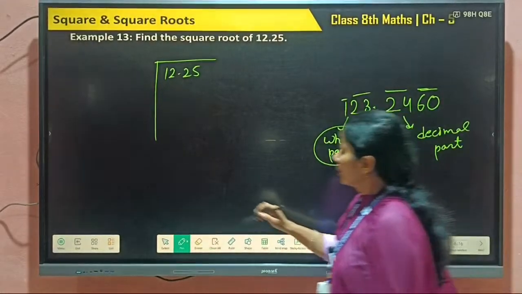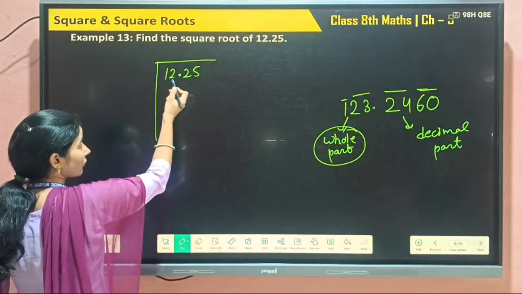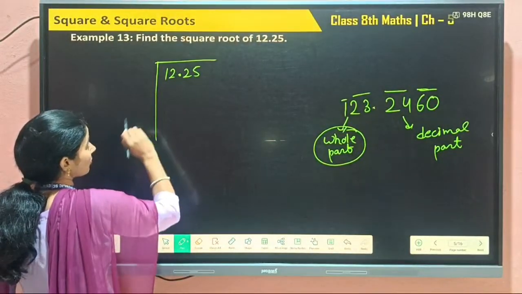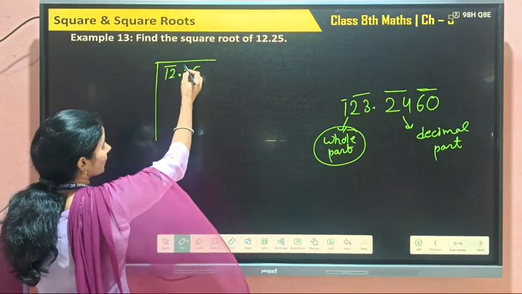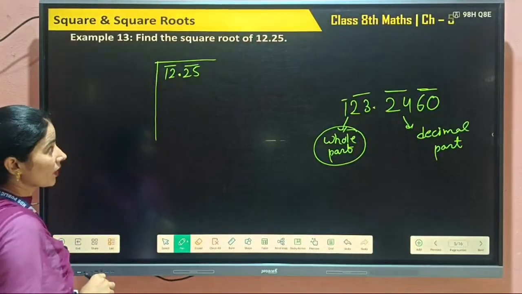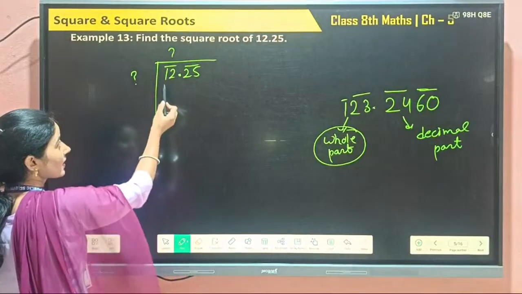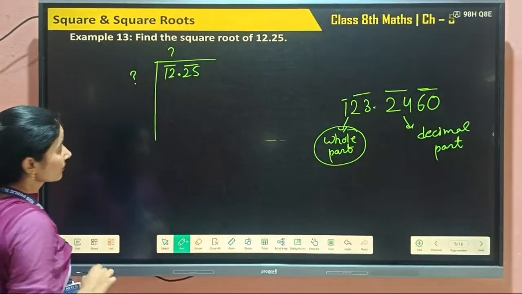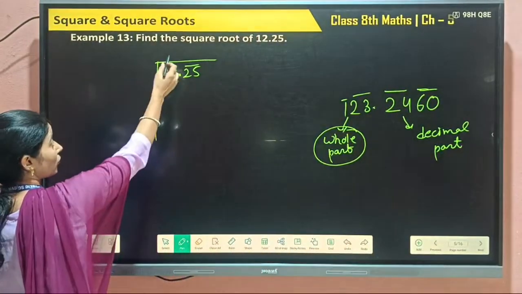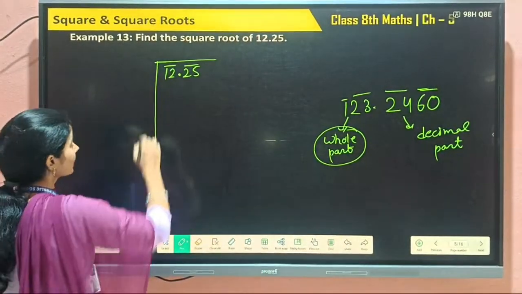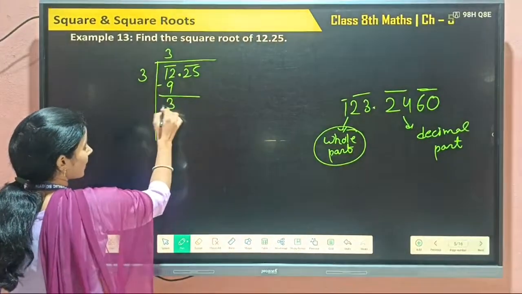Let us see how we pair 12.25. In the part before the decimal we start pairing from the right side, so we get one pair, and in the decimal part we pair from left to right. 25 is one pair. Now think of a number whose square is less than or equal to 12. 4 times 4 is 16, which is greater than 12, so take 3. 3 times 3 is 9, and the remainder is 3.